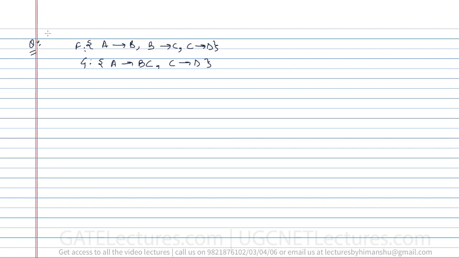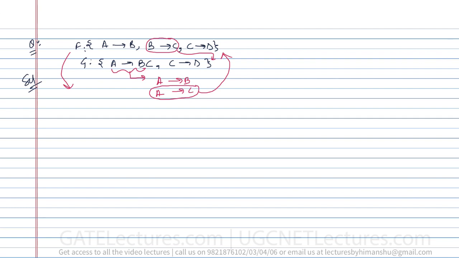For this purpose, first of all try to identify whether there is anything present in F but not in G, or anything present in G but not in F. You can see in G this functional dependency can be broken down into two parts, that is A derives B and A derives C. But A derives C is not present in F, and in F we have B derives C, and this B derives C is not present in G.